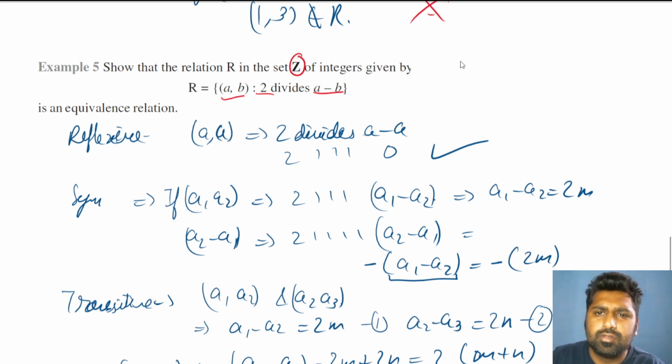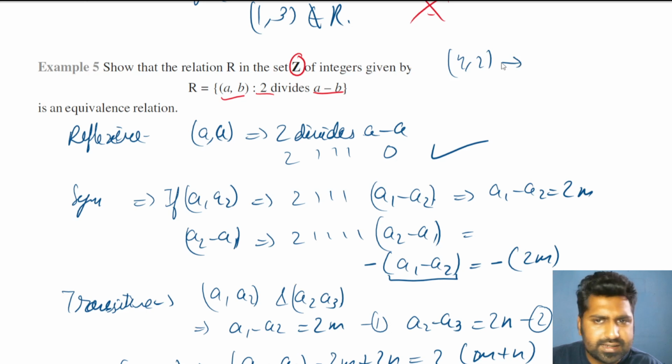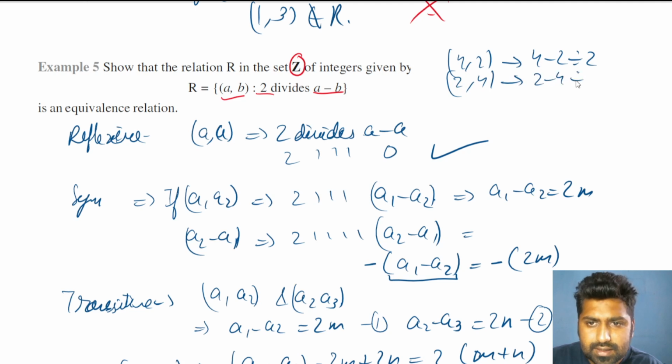Suppose you want to check for symmetric, you take numbers, let's say 2 comma 4. Or you take 4 comma 2. So 4 comma 2: 4 minus 2 is divisible by 2. Now you check whether 2 comma 4 will satisfy this relation or not. 2 minus 4 is still divisible by 2. So yes, they are being satisfied. And if you want to check for the transitive, 4 comma 2 is there, 2 comma 4 is there. So will 4 comma 4 be there or not?